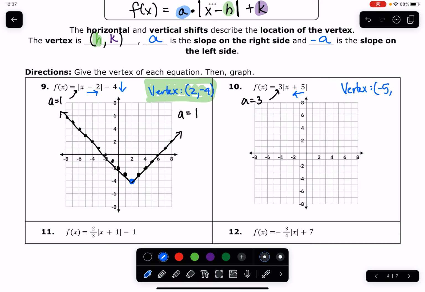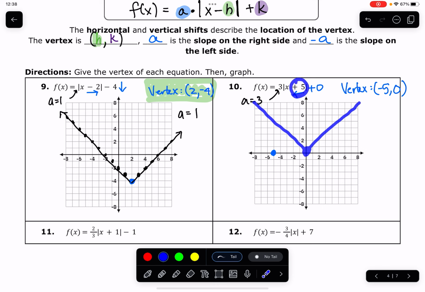And because we're not adding anything on the outside, it's technically plus 0. So there is no vertical shift. So our vertex is going to be simply moved to the left 5 units and not up or down. So that's going to stay right there. So again, normally remember, the parent function normally looks like this. And this center point is right here at 0, 0 normally. But because of this plus 5, that is going to shift it to this new location there.